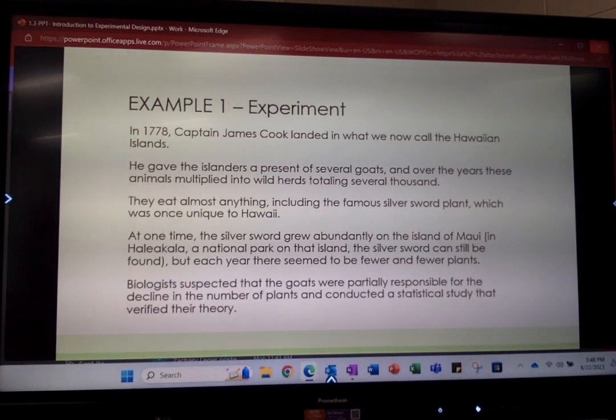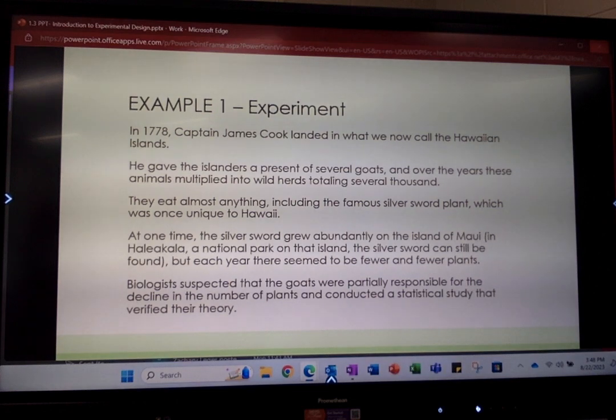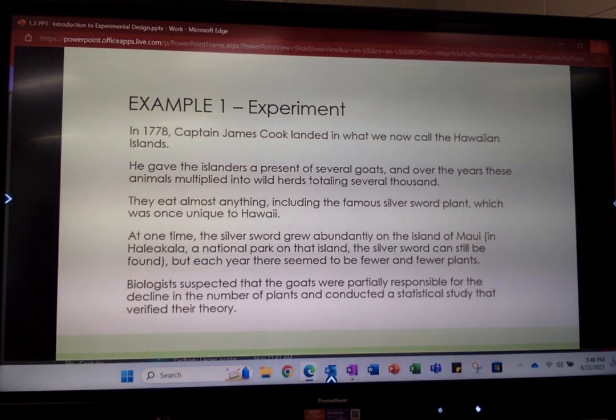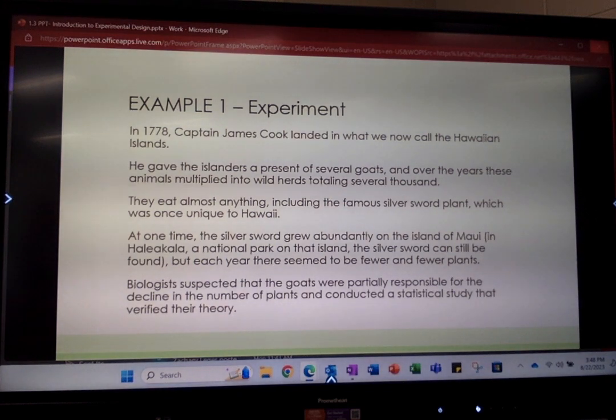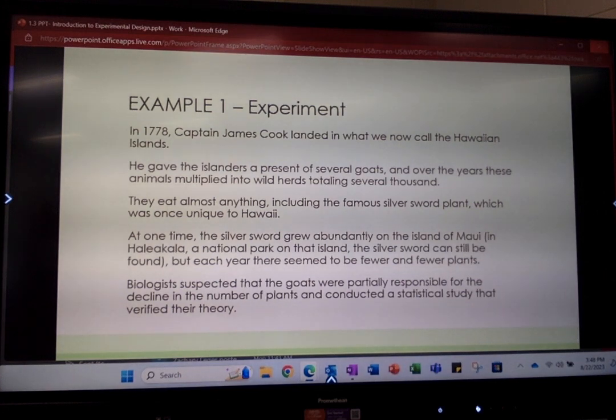So here's an example. In 1778, James Cook landed in what we now call the Hawaiian Islands. So he gave the islanders a present of several goats, and over the years, the animals multiplied into wild herds, totaling several thousand. And as far as their diet goes, they ate almost anything, including the famous silver sword plant, which was once unique to Hawaii. At one time, the silver sword grew abundantly on the island of Maui, in Haleakala, a national park on that island. The silver sword can still be found somewhere.